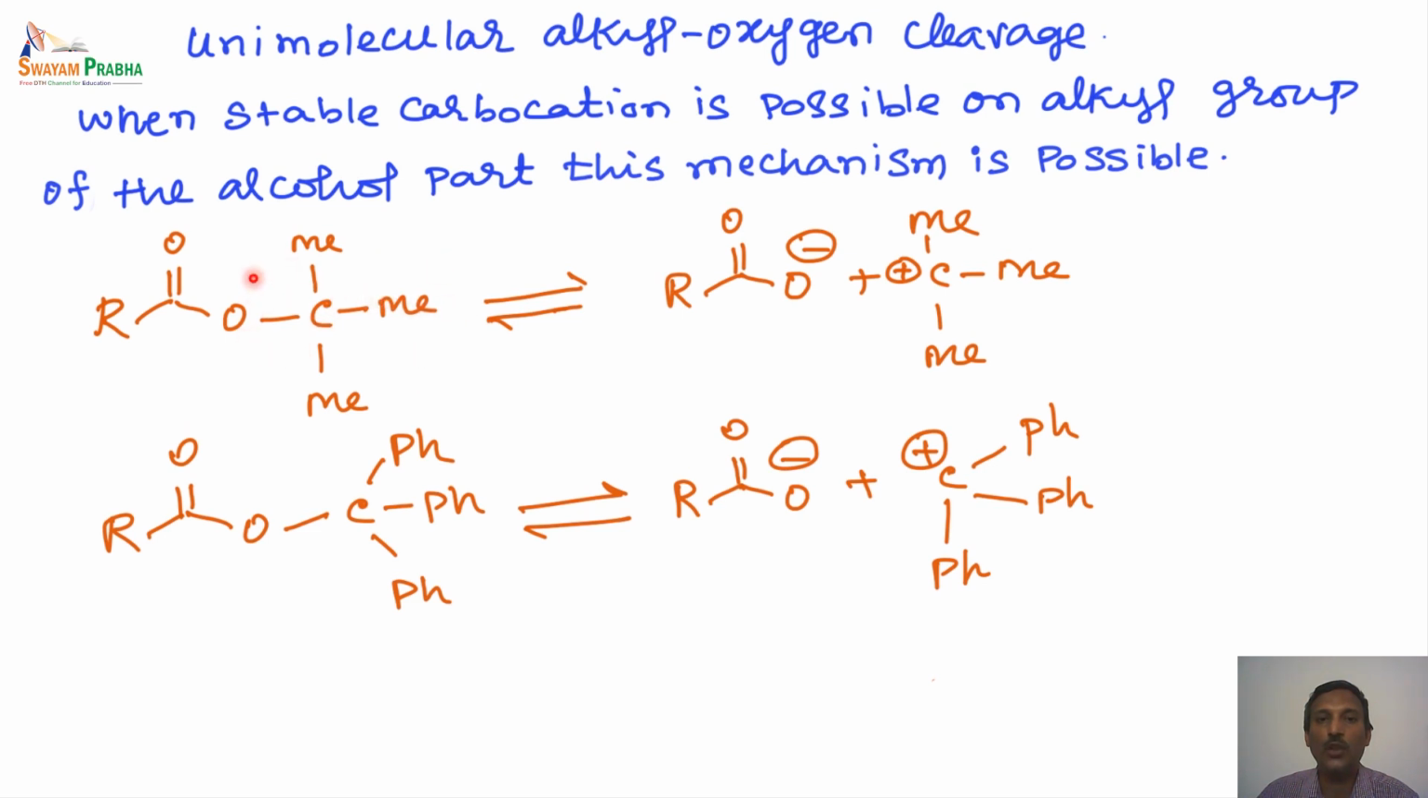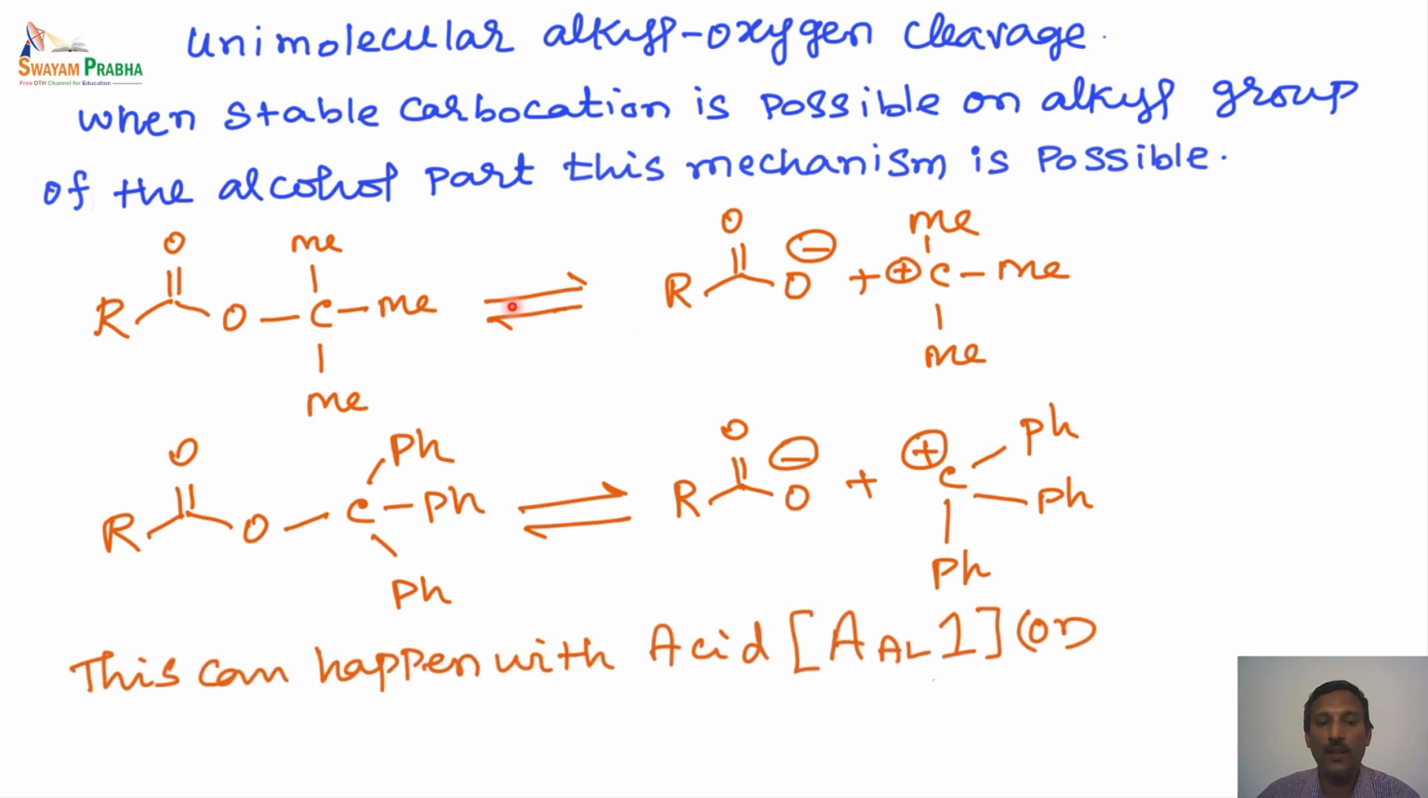So this is basically a unimolecular reaction. In this particular case, unimolecular alkyl-oxygen cleavage is possible. This can happen with both acids and bases. If it is happening in the presence of H+ ions, we say AAL1, and if it happens in the presence of base, we say BAL1. But in both cases, neither the H+ ion nor the OH- ion is involved in the rate determining step.